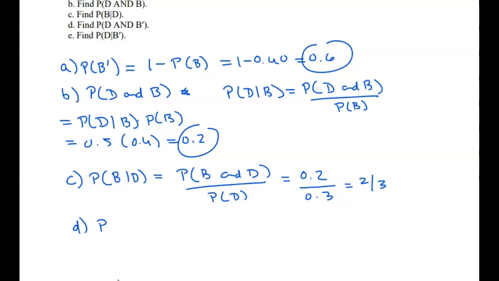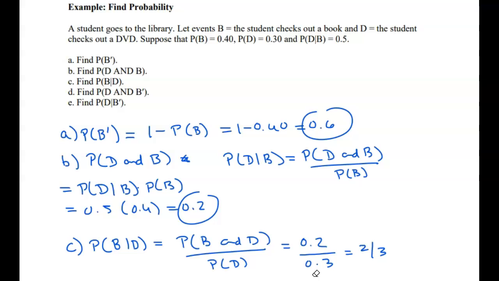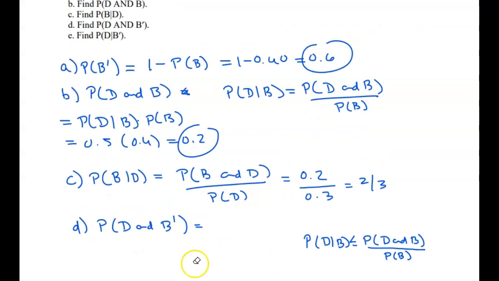Alright, P of D and B prime. Alright, so let's look at part D. So D says find the probability of D and B prime.